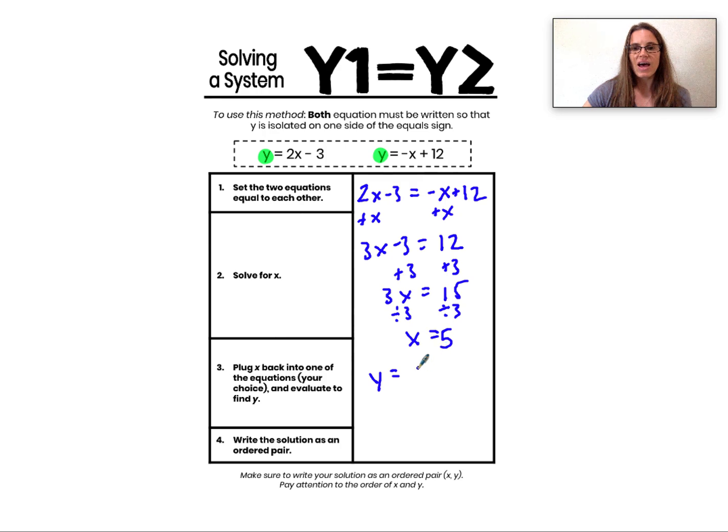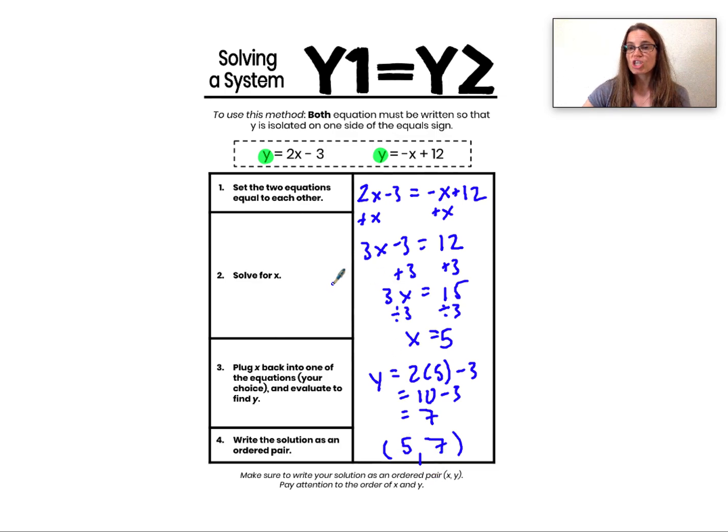So if x is 5, y is 2 times 5 minus 3. 10 minus 3. y is 7. And now you're done. You have x, you have y. You just need to write your solution as an ordered pair. (5, 7). This says to pay attention to the order of x and y. You found y second, but just look and see x is 5, so we write x first. y is 7, we write 7 second.